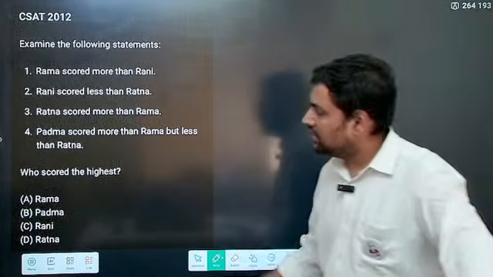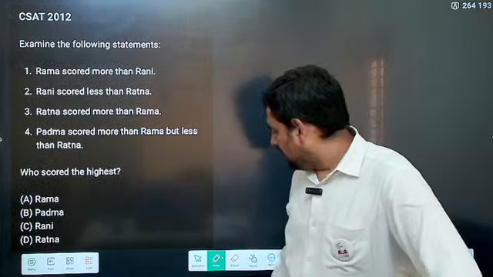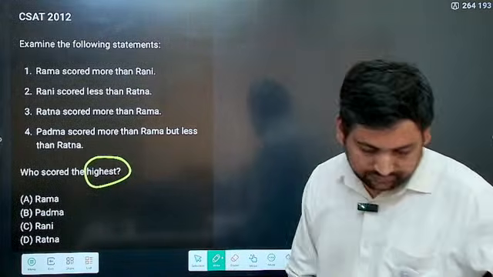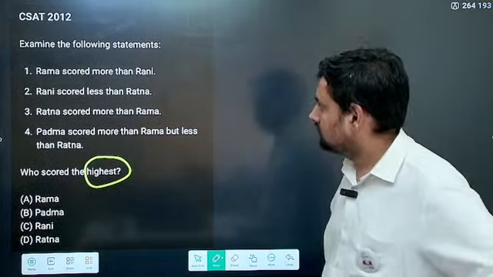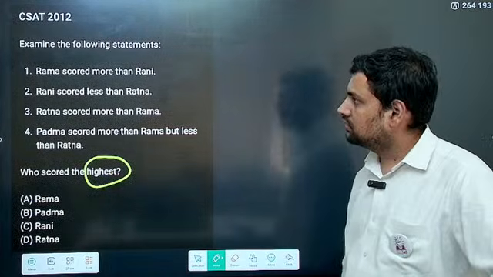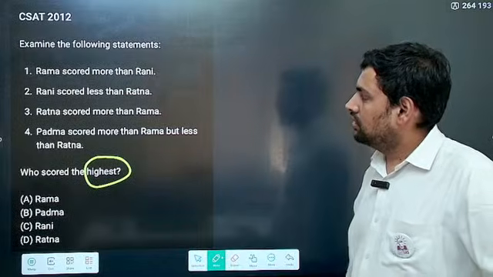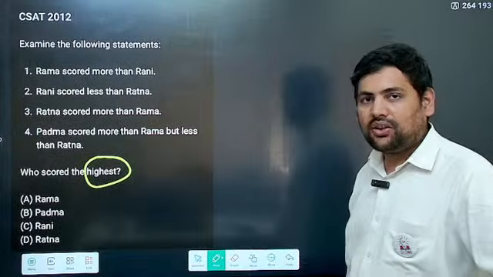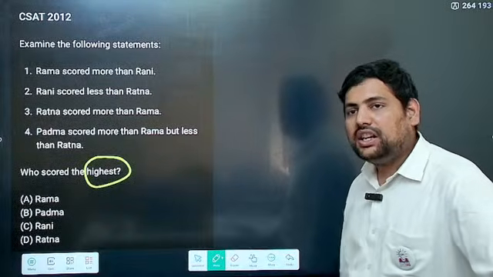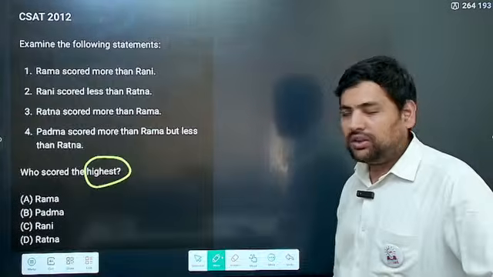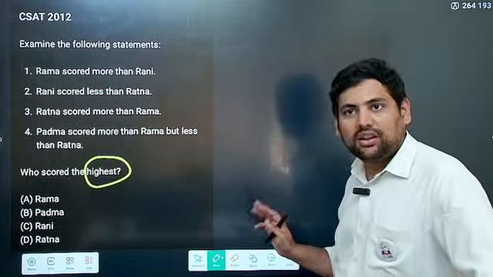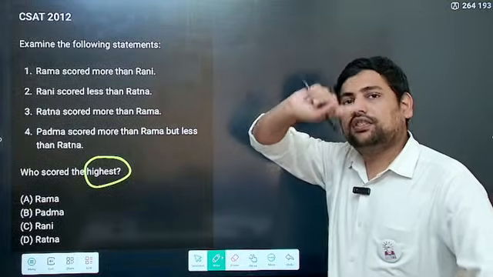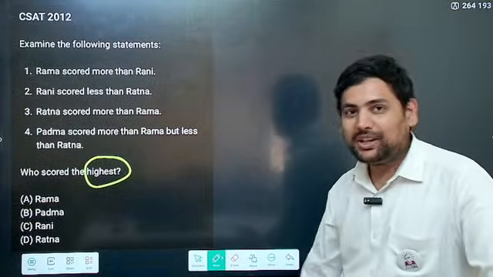Then let's do another one. Again, the question is who scored the highest? Try to do it. Highest is being asked. So now if you're trying to find the highest, then if anybody has scored more than them, you have to cancel it out, because you're looking for that highest one who is undefeated, who won't lose to anybody else.